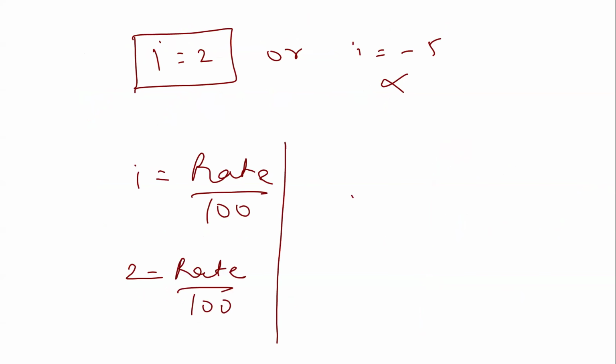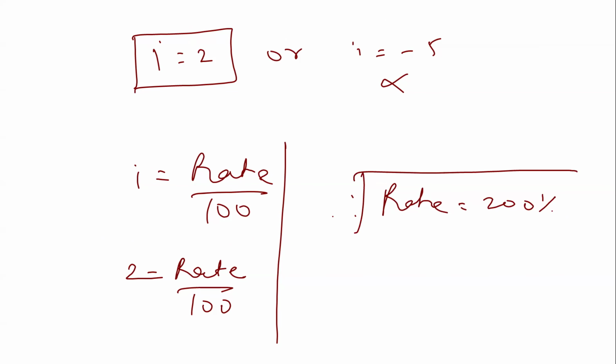Therefore the rate is 200%. So if you miss out on this particular step, everything will go wrong. You cannot just end at I = 2 and say that's the final answer. No, that's not the case. I = rate upon 100, this logic will have to apply. Okay, let us go to the next problem.